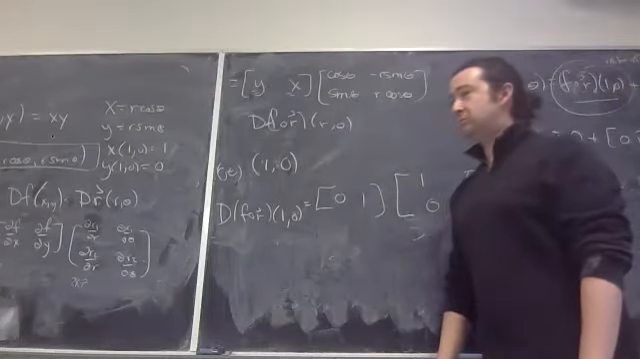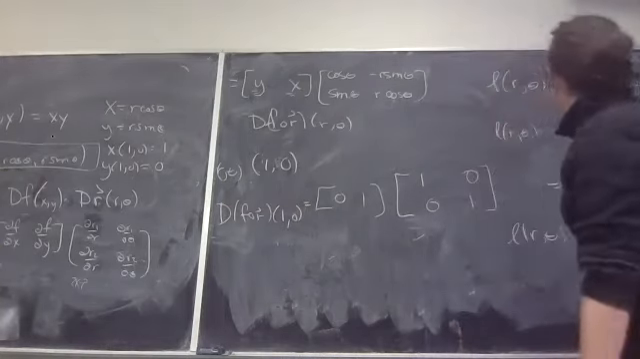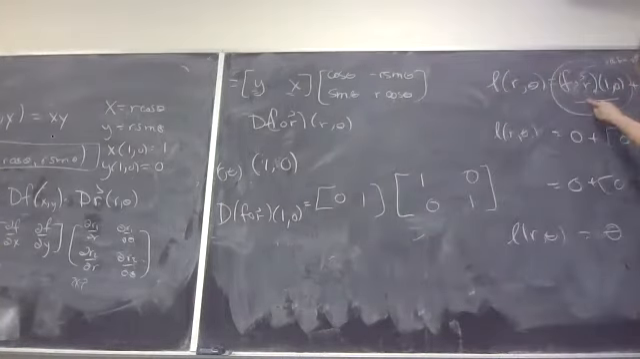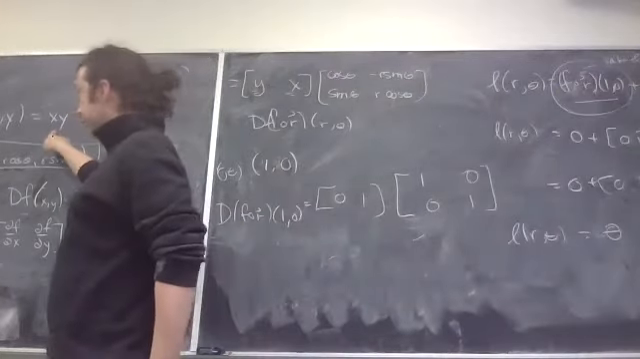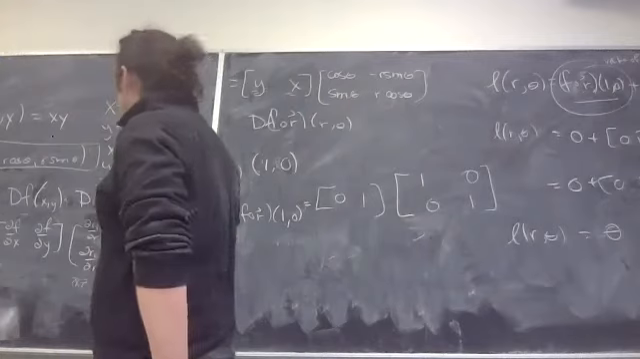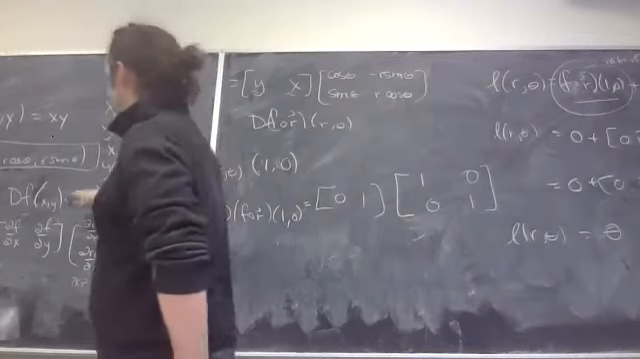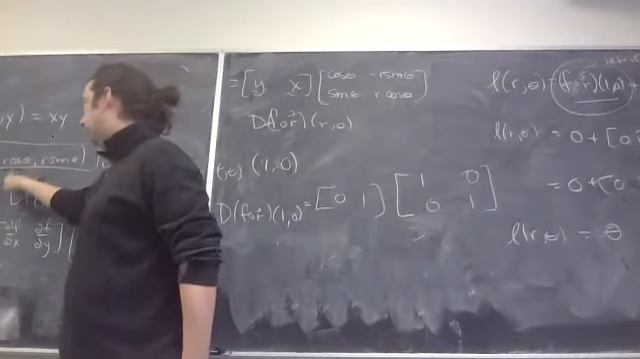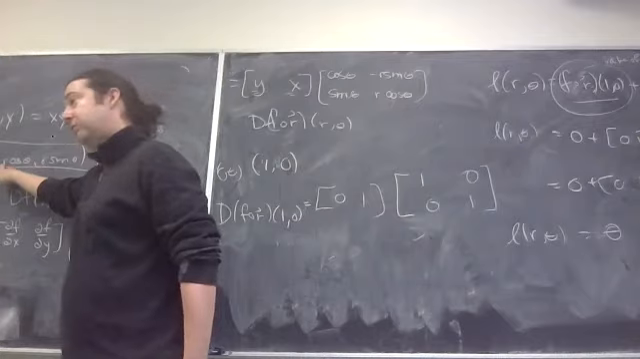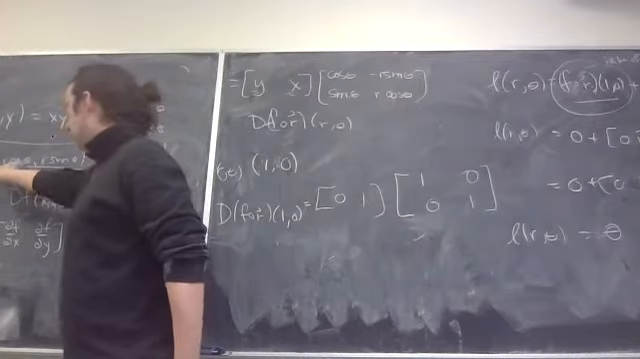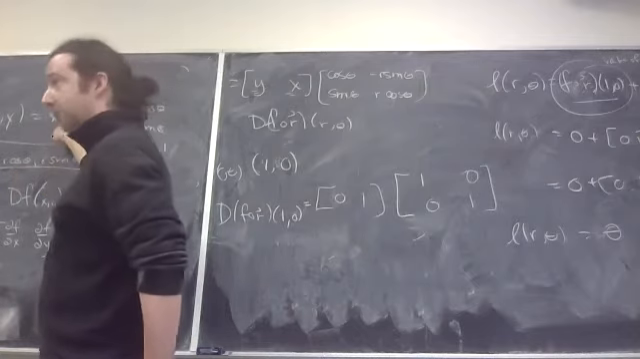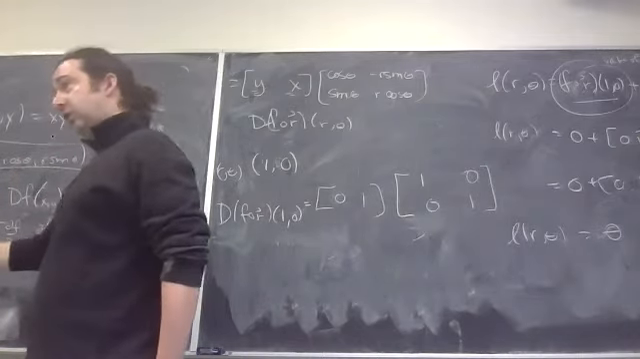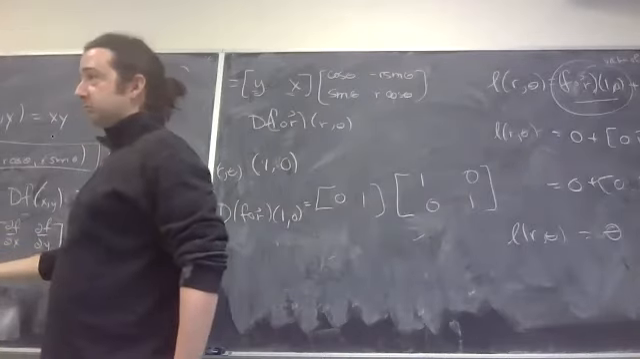So f composed with r of (1, 0) is 1 times 0. F composed with r. This is the function xy, right? That's f. So what does r spit out? Remember, the function r is this function. What does r give you if you put in r equal to 1 and theta equal to 0? It gives you a 1 in this slot and a 0 in that one. So take the 1 and put it into the x and the 0 and put it into the y. So f composed with r of (1, 0) is 0.